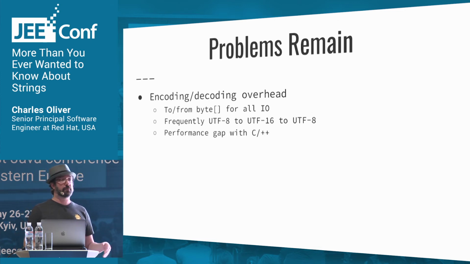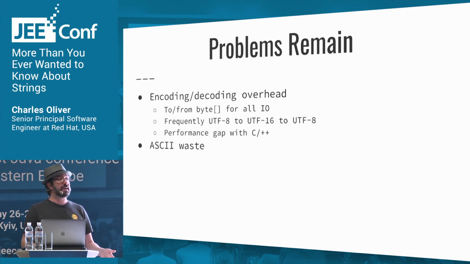This is a large part of the performance gap that we have with C and C++. They're able to deal with raw byte characters in various ways. This also is a performance gap with Ruby in some ways. Ruby can deal with characters more efficiently, and I'll show how that works a little bit later.